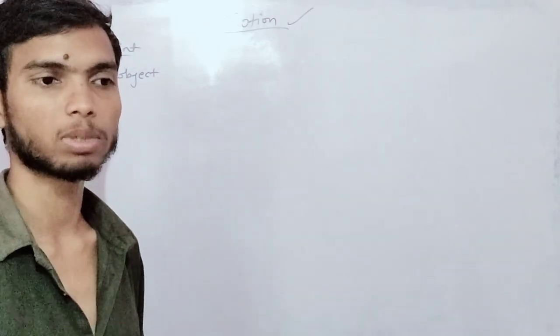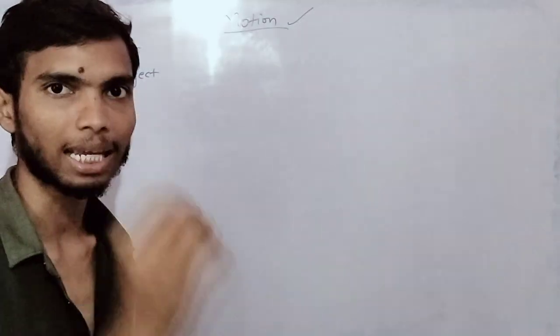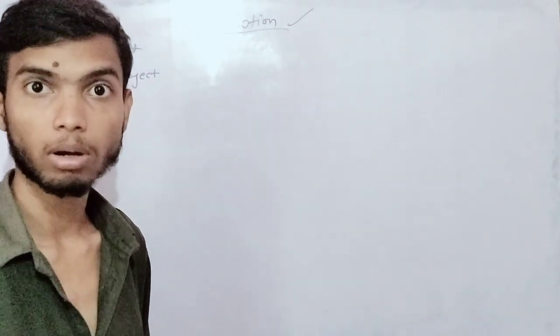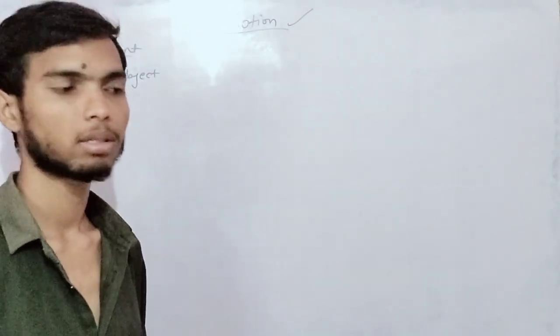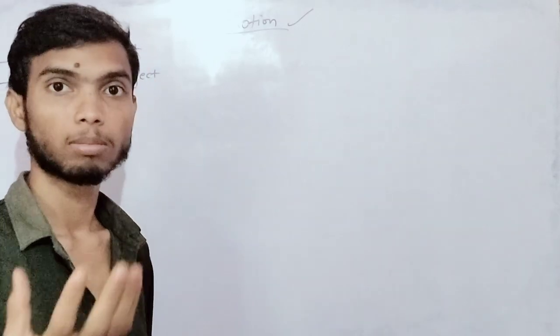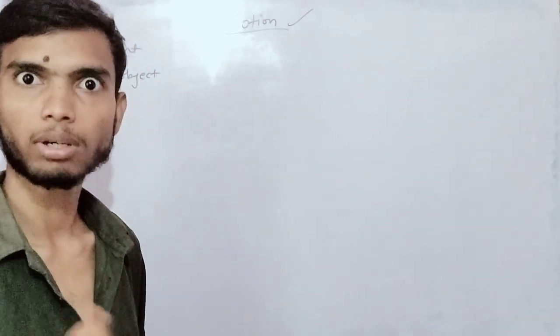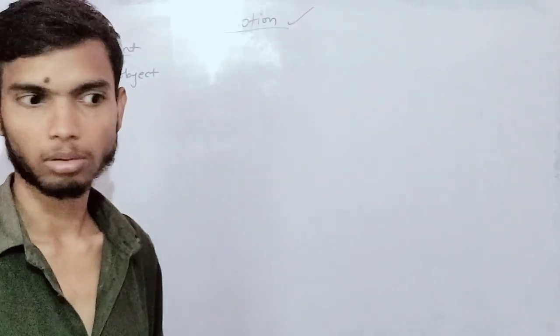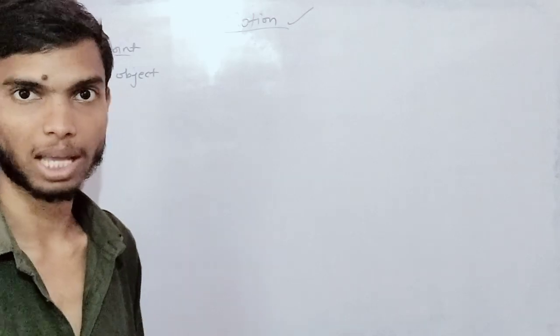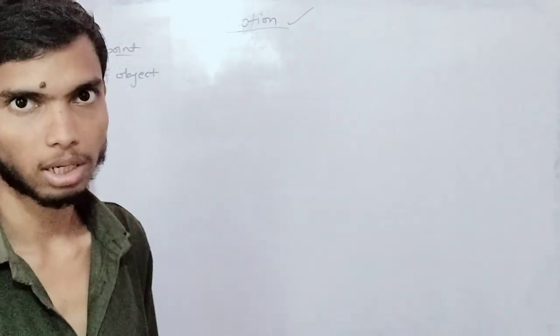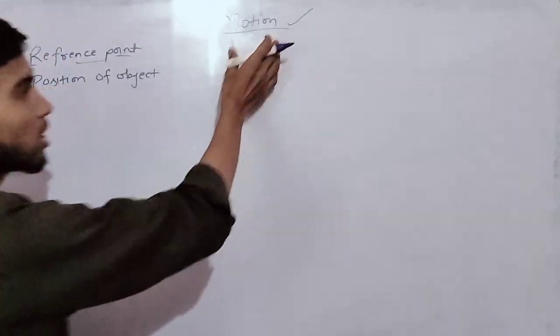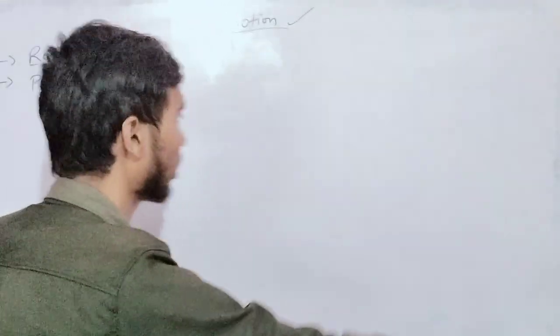An object can be solid, an object can be liquid, an object can be gas. For example, particles are gas. Water is liquid. You can see the motion of water. You can also see the motion of a solid object. So what is the meaning of this? Something is moving. This is the meaning of motion.